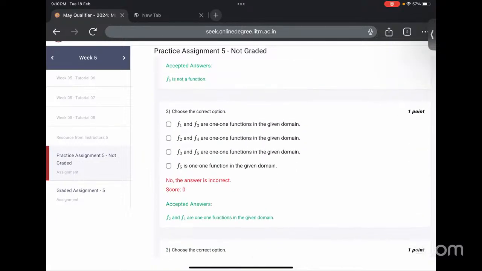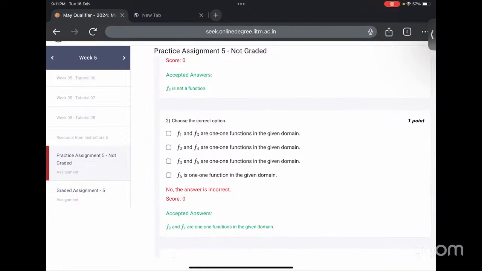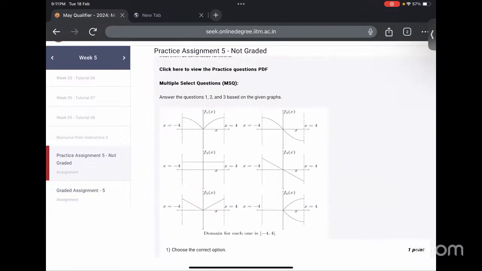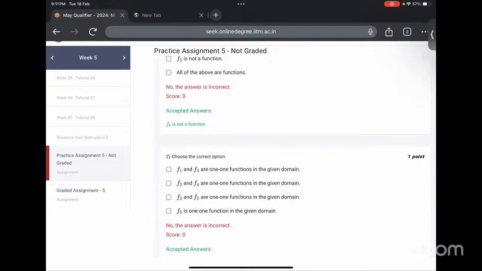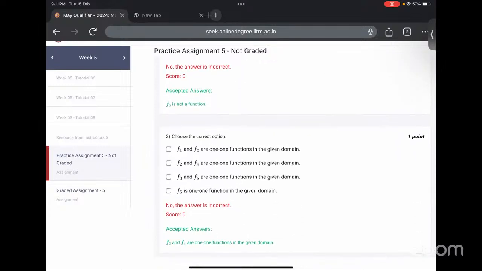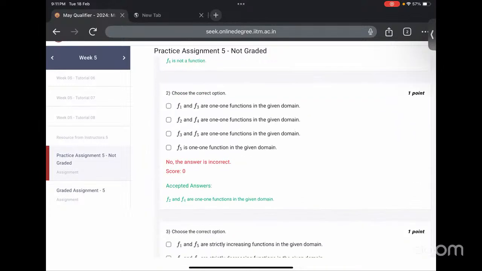The second option also we can check, one-one or not. Horizontal line test. F1 is not one-one, only F2 is one-one. Yeah, F4 is one-one. Only F2 and F4 are one-one. Okay, F2 and F4 are one-one. Okay, this is correct.